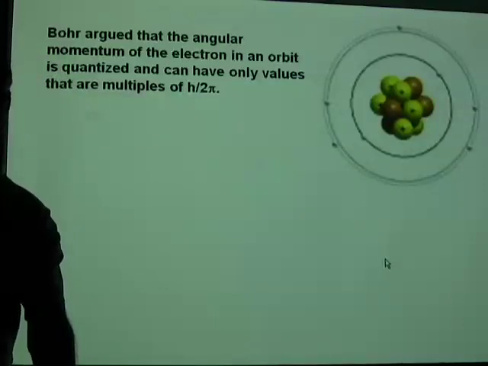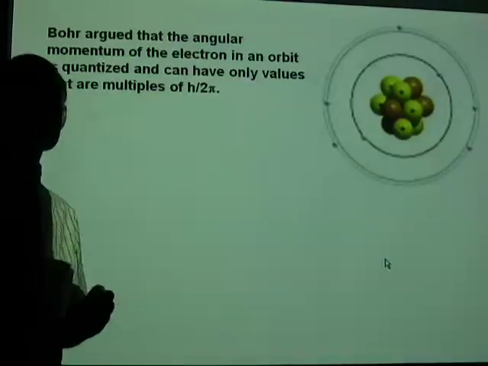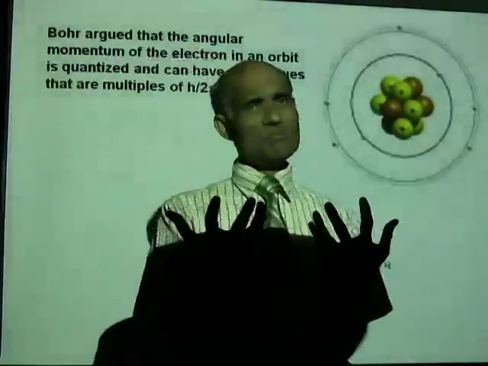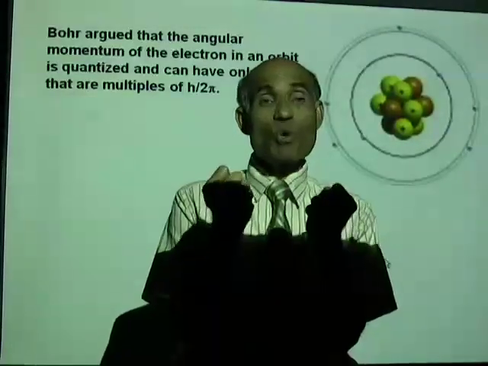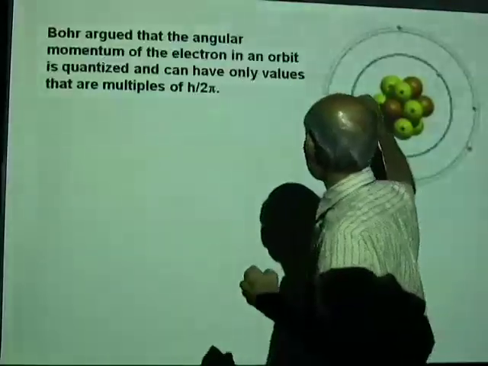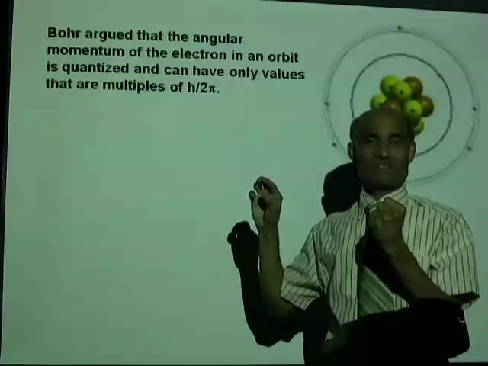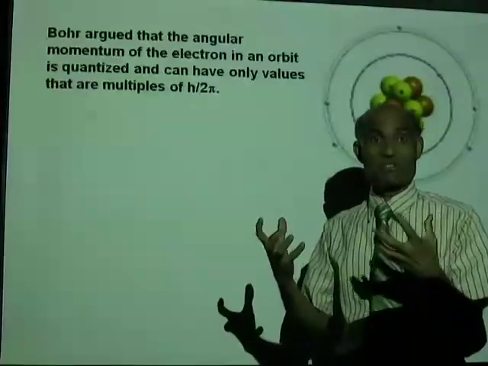Now, Bohr argued that the angular momentum of the electron in an orbit is quantized. What's the meaning of that? The angular momentum is quantized. It means that the angular momentum of the electron can only have certain values. That's the meaning of quantization.